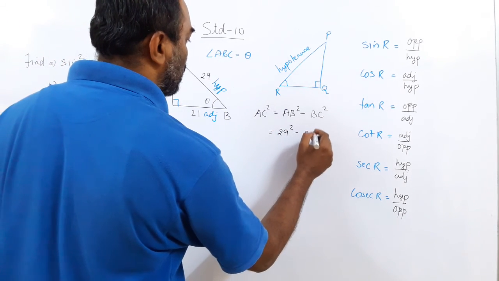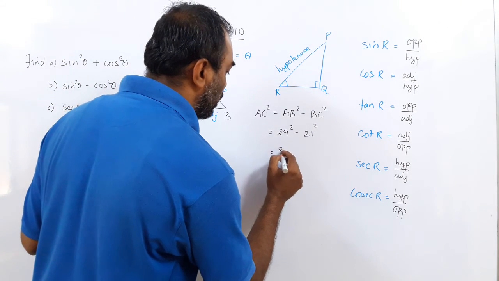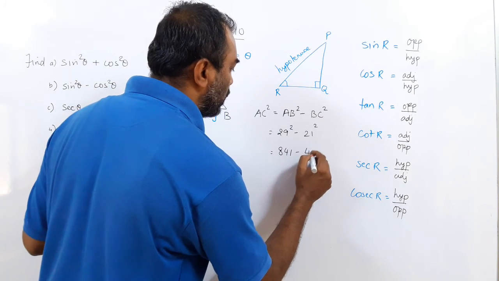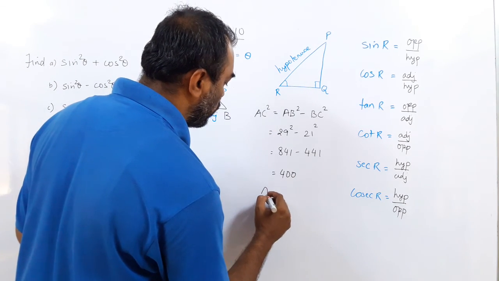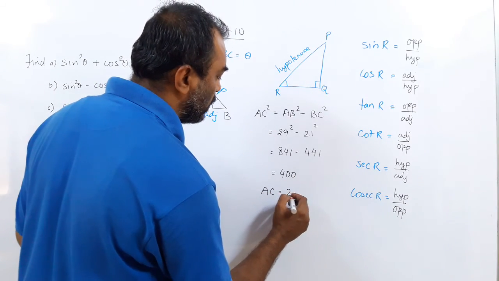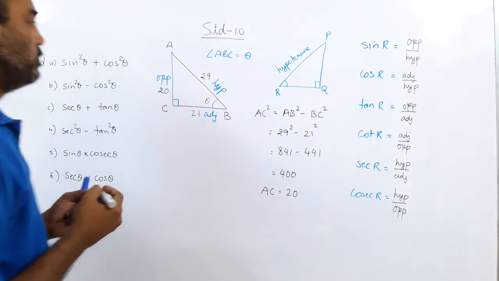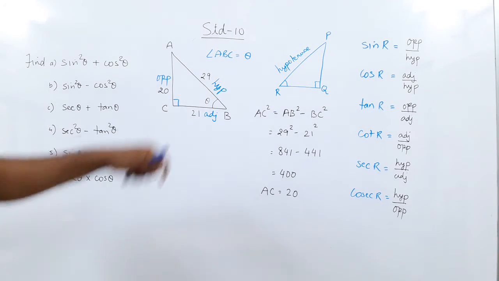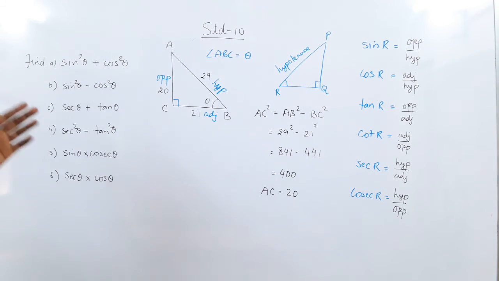So what have we got here? 29 square minus 21 square. 29 square is 841 and 21 square is 441. So we get 400. If AC square equals 400, what is the square root of 400? So AC equals 20 units. So we found the third side. First we have used the Pythagoras theorem to find the third side, and since we are done with this, now we can move on to our sum and find each one.